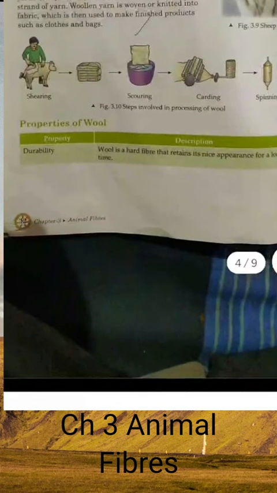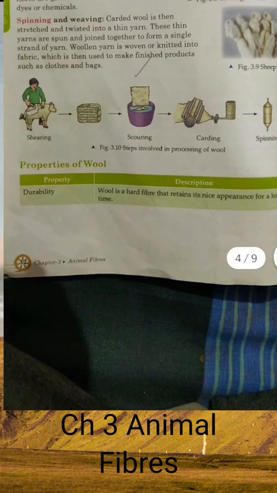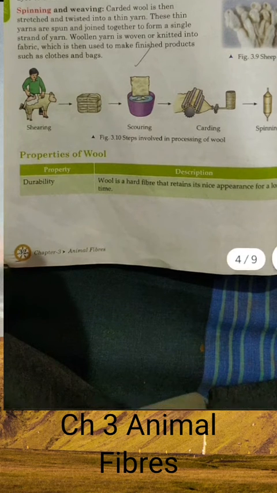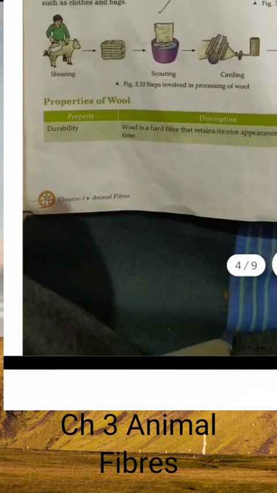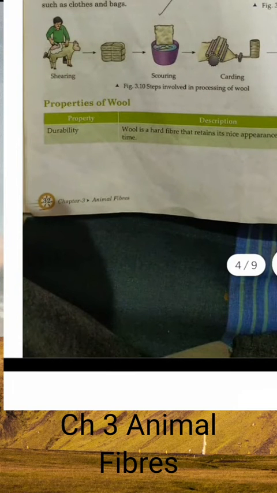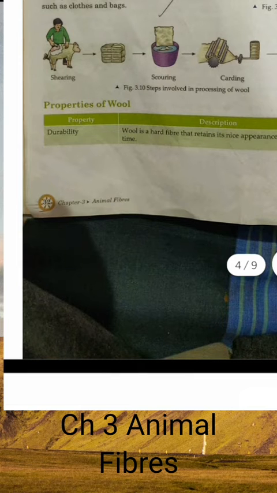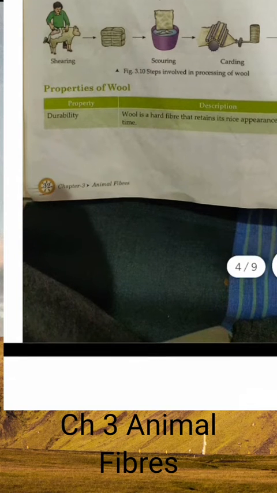If we are discussing the properties of wool, one of the most important properties here is durability. Basically, it means it will last longer. Due to natural reasons and all, it won't deteriorate in a short period of time. Then there are several other properties, like good insulation, right? Because of the space present between the woolen fibers, air gets trapped between them, thereby making it an extremely good insulator for protection from cold weather, right?